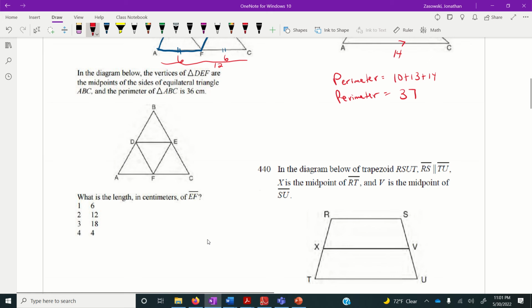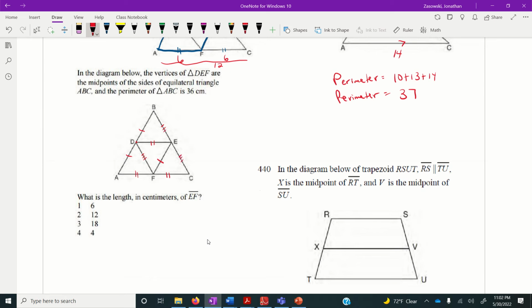All right, the next question down below here: the vertices of DEF are the midpoints of the sides of the triangle. So once again, once we know that this is a midpoint, we know that these are midsegments, okay? So these are cut in half, and BD is equal to AD, which is equal to EF, AF is equal to FC, which is equal to DE, and then DF is equal to BE, which is equal to EC.